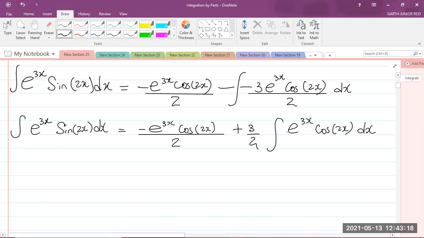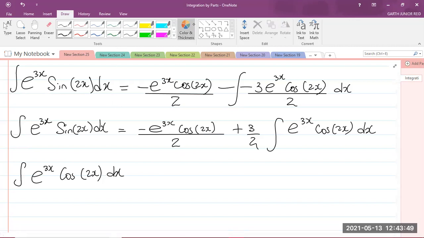So now I'm going to find the integral of e to the 3x multiplied by the cosine of 2x dx, all right, in order to complete my answer. So let us do that here. So we want the integral of e to the power of 3x times the cosine of 2x dx. All right. So what is that going to be?